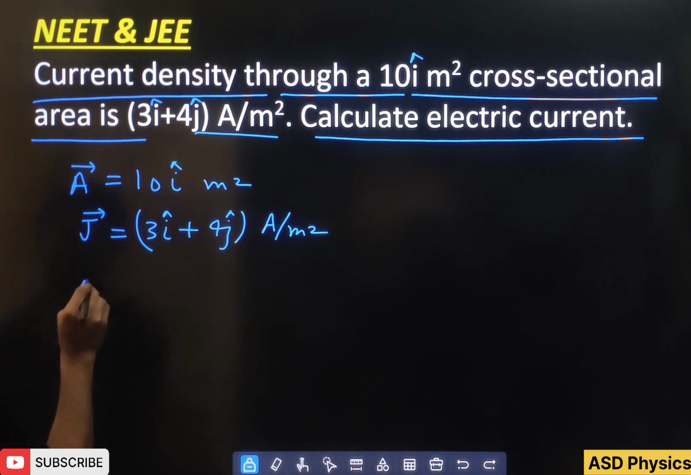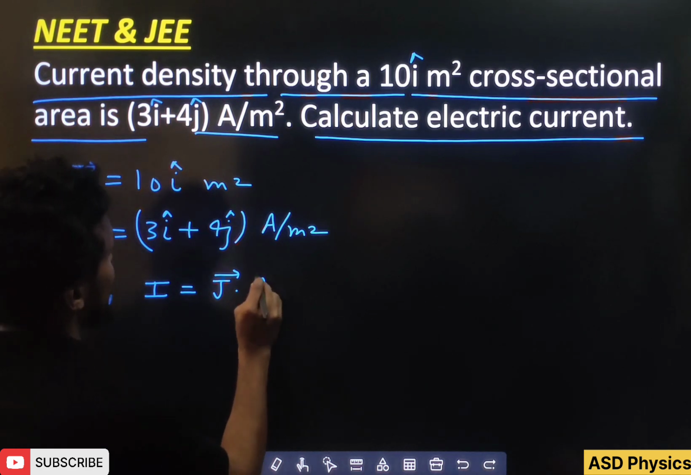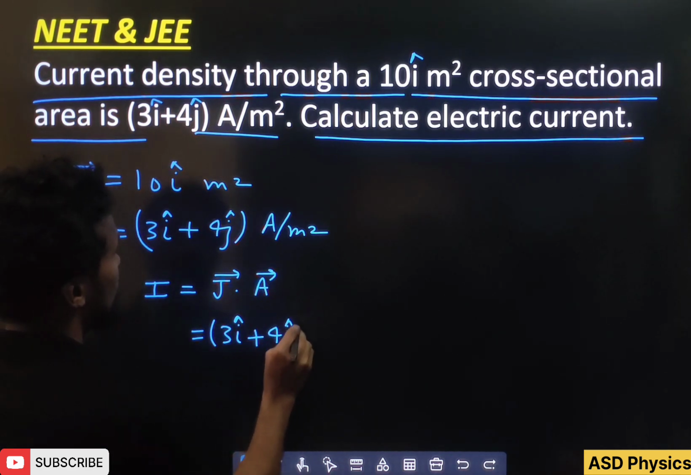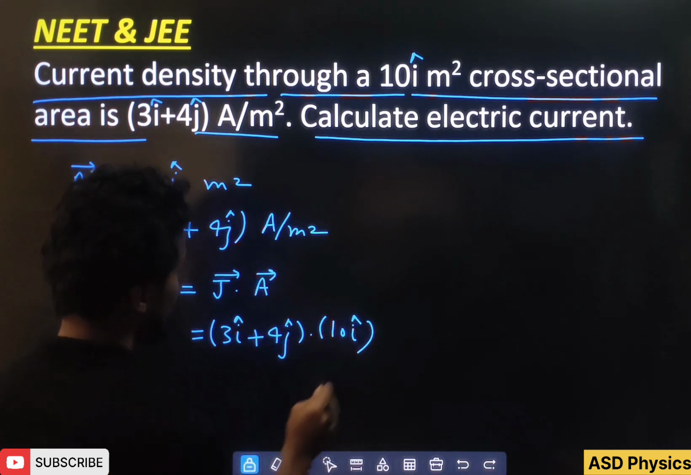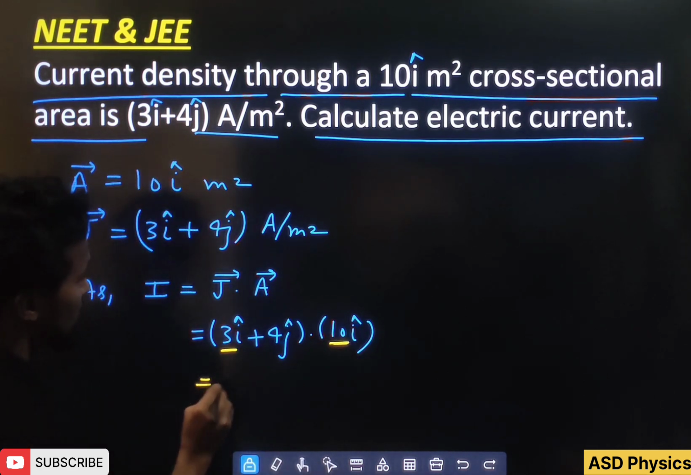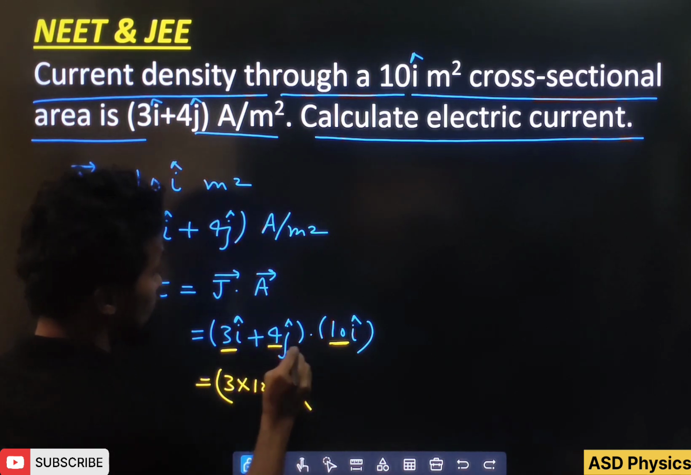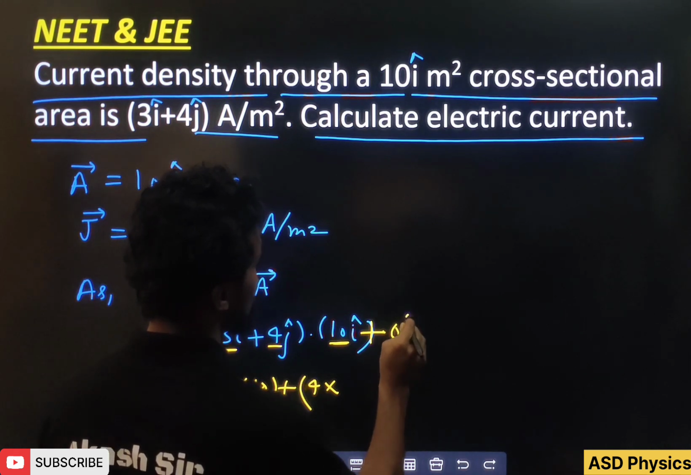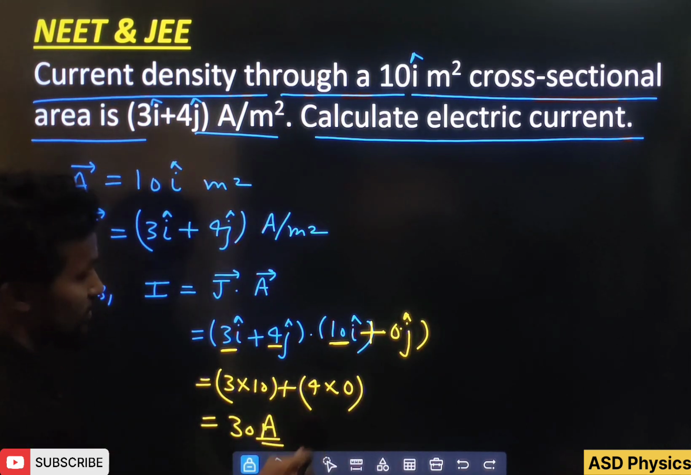So what we know here, students, is I equal to vector J dot vector A. Vector J is 3 i cap plus 4 j cap, dot 10 i cap. So we just multiply the coefficient of i cap and i cap: 3 into 10, plus coefficient of j cap and j cap. Here the coefficient is 4, and here there is no coefficient. You can write 10 i cap plus 0 j cap also. So it will be 4 into 0. It will come 30 ampere.